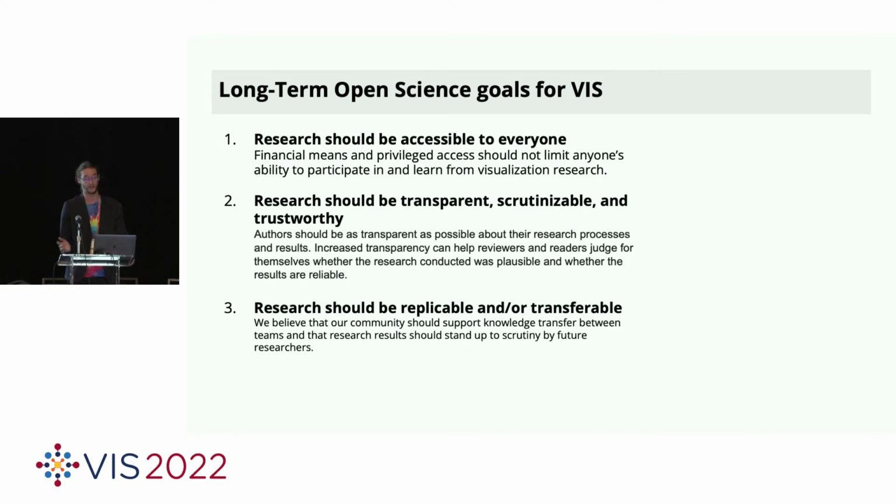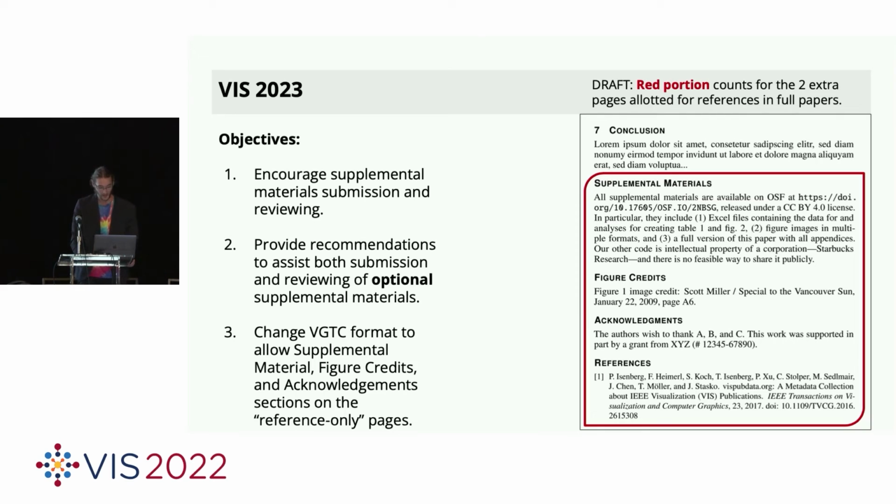We think that increasing transparency will help reviewers and readers judge for themselves whether the research that they are reading was plausible and whether the results are usable for them in other contexts, or transferable. And research should probably be replicable or transferable so that the community can actually reuse the results of others in their own work better. And so what is the thing that we propose to make that happen?